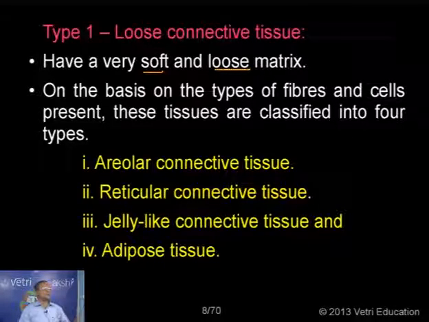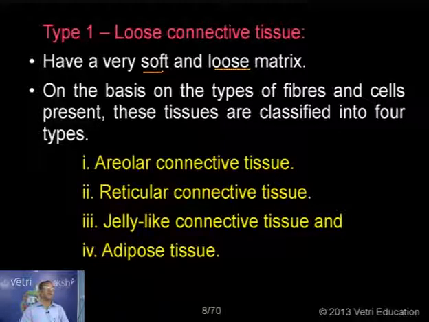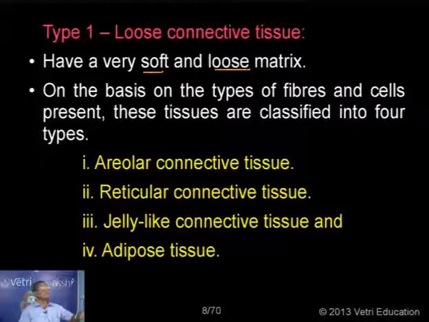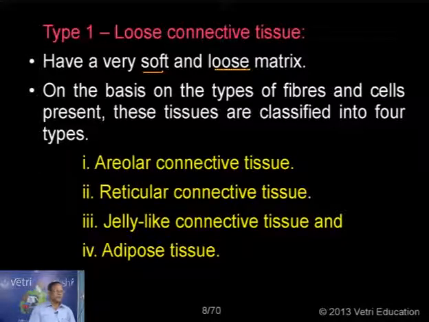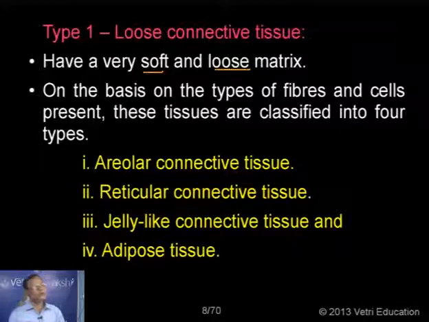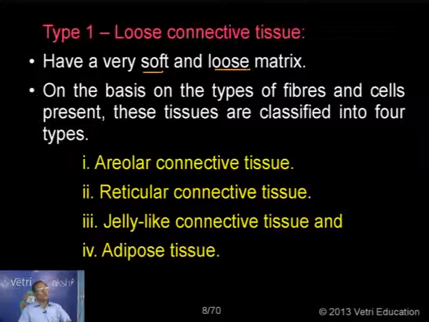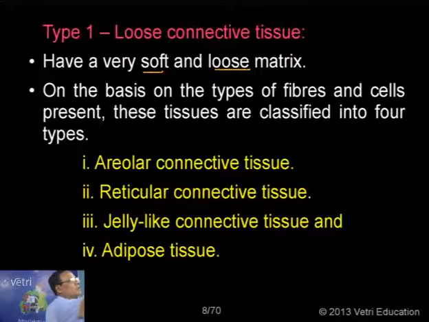1. Areolar connective tissue. Number 2. Reticular connective tissue. Number 3. Jelly-like connective tissue. I have already given these in the flow chart. And adipose tissue. These are the 4 different types of loose connective tissue. And another one we have is dense connective tissue, dense fibrous connective tissue. Here the amount of matrix is normally less, with more fibers, but in loose we have more matrix with fewer fibers. Now let's see the types one by one.